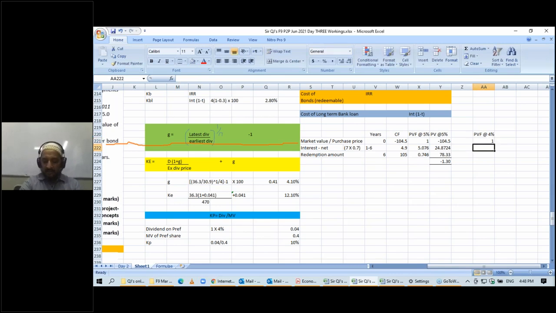For 6 years, it will be 5.242. 5.242 is the annuity fraction, as the interest will accrue for 6 years. It's an annuity. And then for the 5th year, 0.79 will be the compound table fraction. Okay, then calculating the present value again. Now this is at 4%.